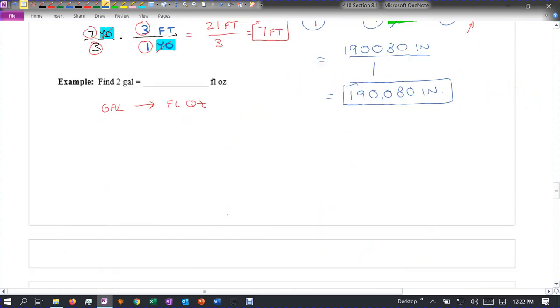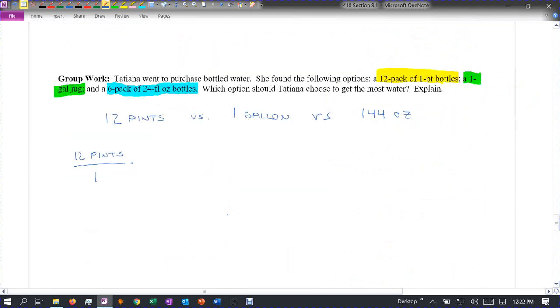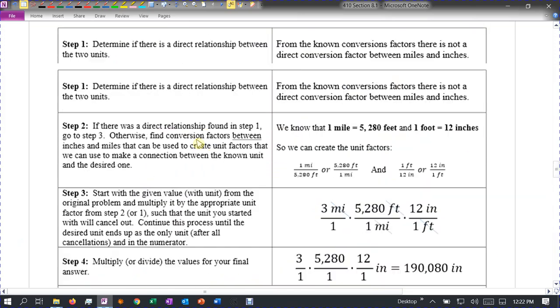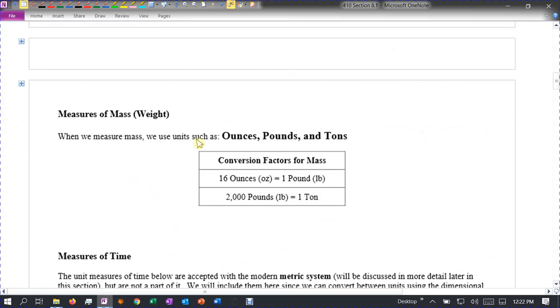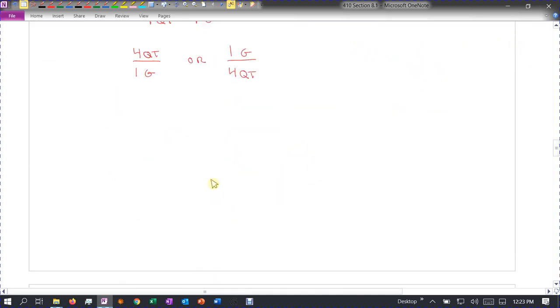So here's what we would do. We want the pints to go away and the quarts to show up, and then we want the quarts to go away and the gallons to show up. There are 2 quarts in a pint, is that right? Wait, 2 pints in a quart, yeah. There are 2 pints in a quart.